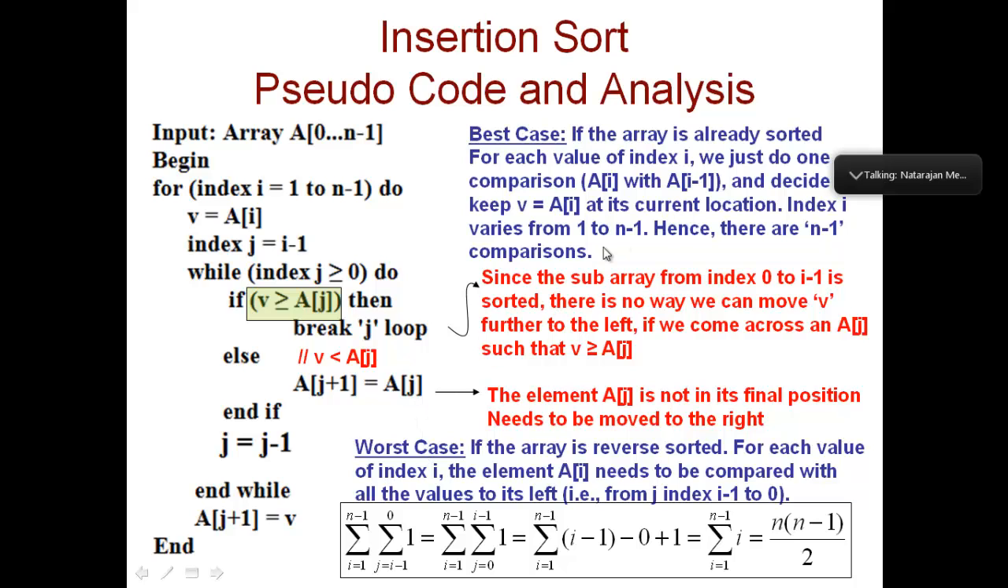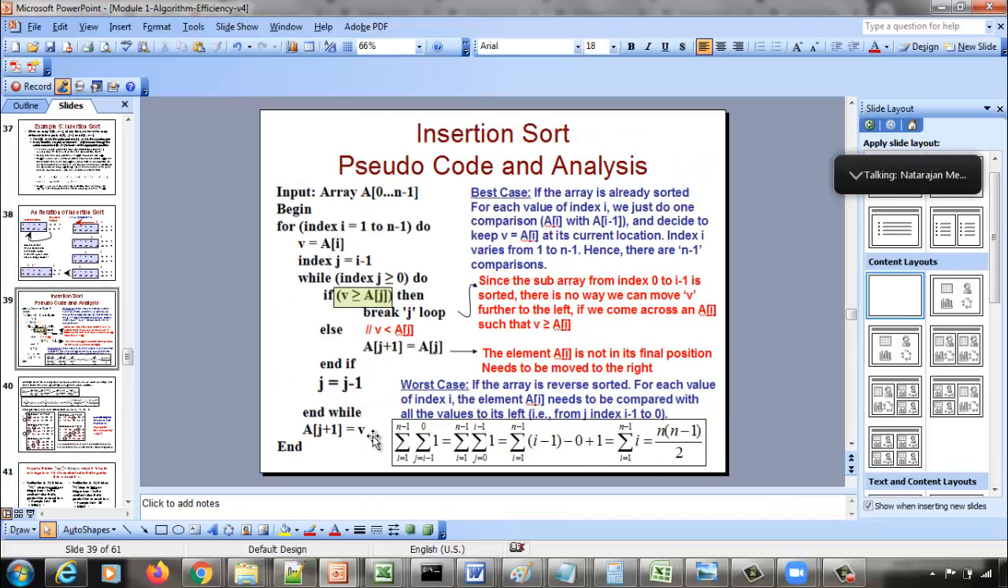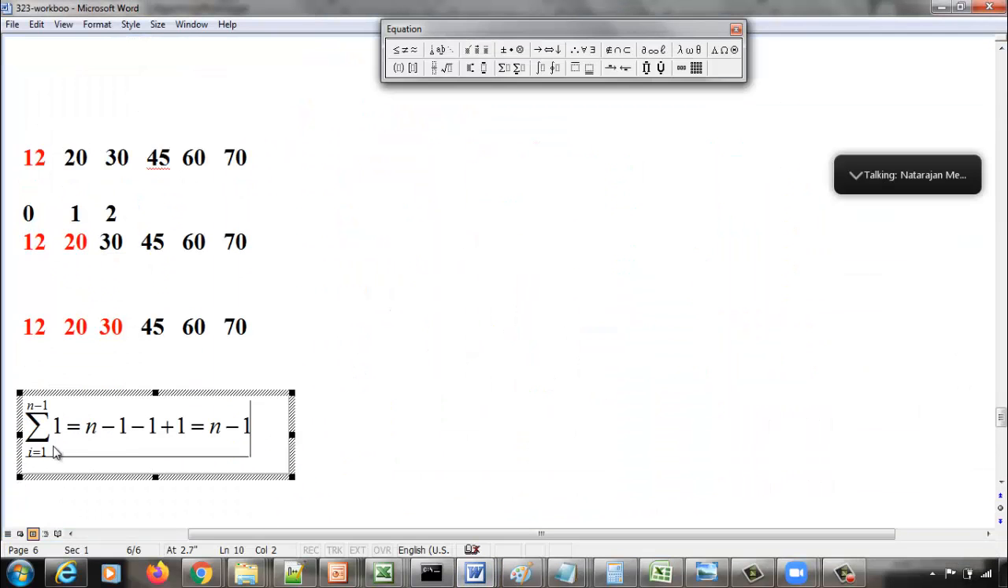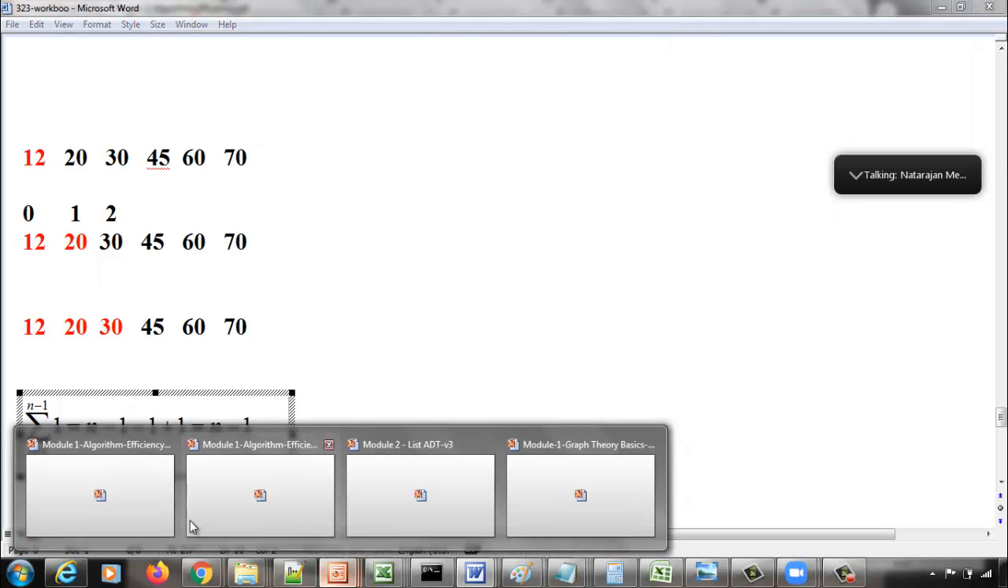So that is given by a summation which I showed last time. Sigma I equals 1 to n minus 1, and the J loop will run only once, which is 1. So it is the upper limit minus lower limit plus 1 formula. N minus 1 minus 1 plus 1 gives n minus 1. So that's the best case number of comparisons you do for insertion sort.